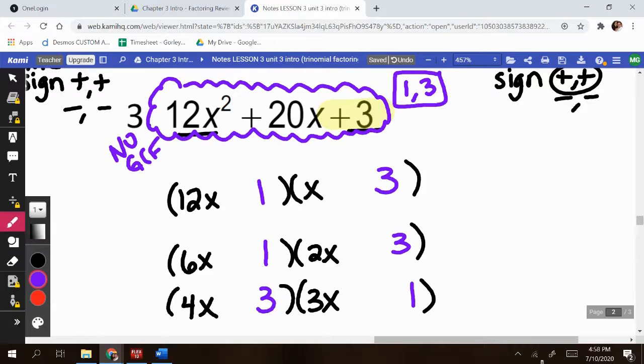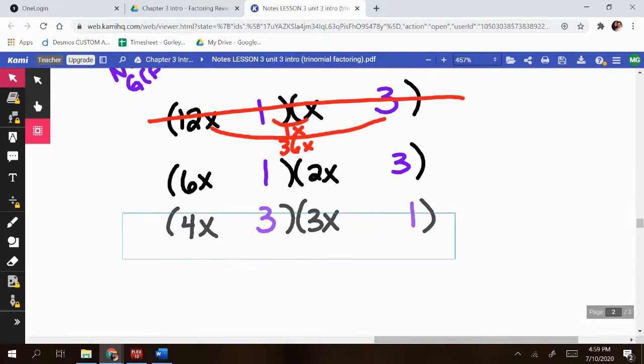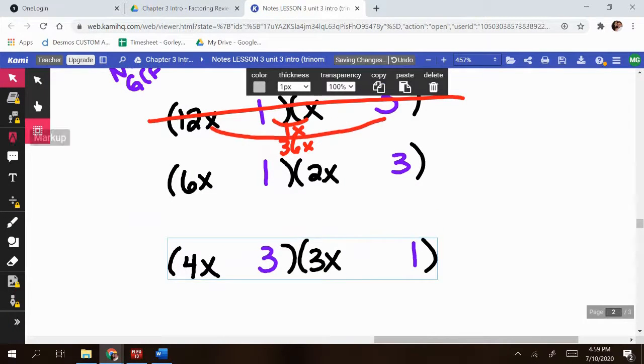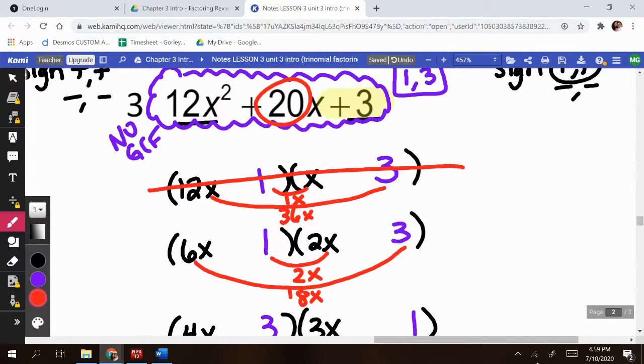Okay, so let's just take a look at the outers and inners and see what gives us a positive 20x. Here my outers would be, let's see, 12 times 3 would be 36, 36x, and my inners would be 1x. That's not going to get me to 20. That's out. Okay, let's move this last guy down just so we have a little bit more room. Here we would get that the outers would be 18x and the inners would be 2x. So yay, that actually works. That gives me 20x in the middle.